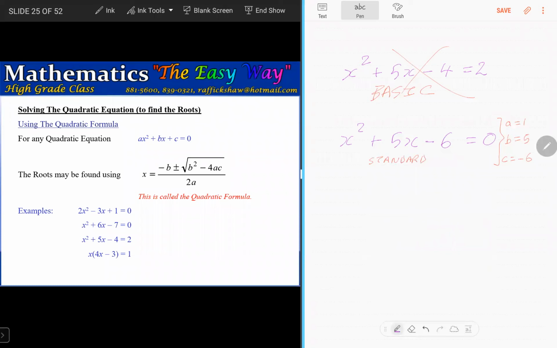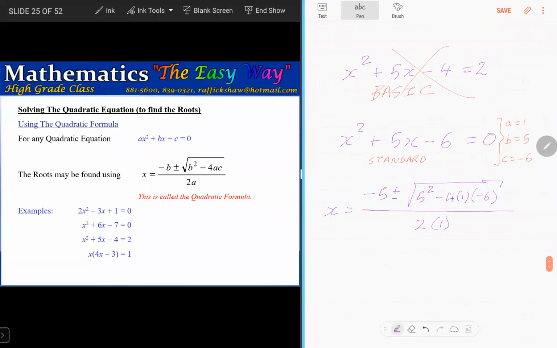So now that we know, we're going to say x equals minus b. The b is 5, plus or minus the square root of b squared, that's 5 squared, minus 4 times a, the a is 1, times c, the c is negative 6. Everything all over 2a, 2 times a, the a is 1.